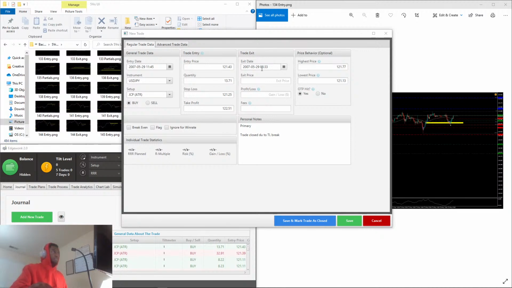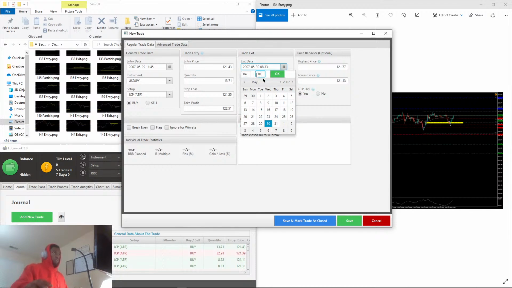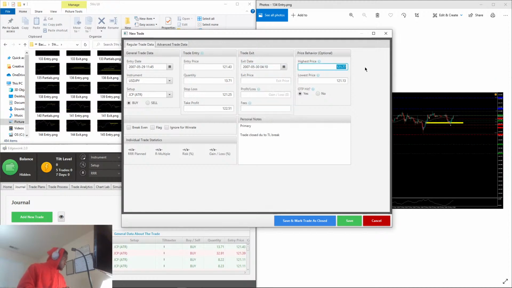5 3410, 5 3410, 30. This one was break even, so that's the wrong one that's labeled under.